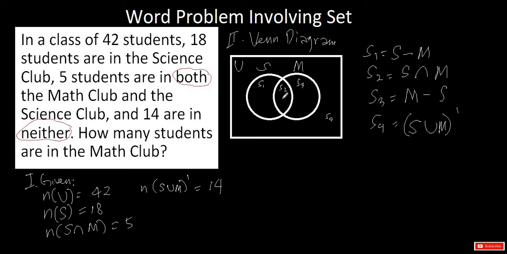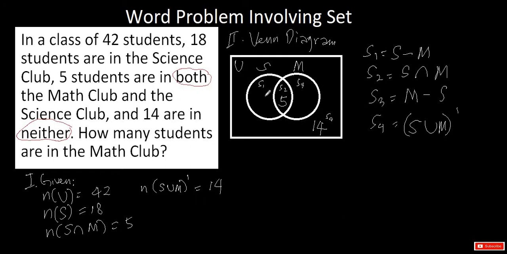And then we have the cardinality of S intersection M is 5. Now, since there is only one region for the cardinality of S intersection M, which is S sub 2, we can already start populating this region. This is 5, right? And the cardinality of the complement of the union of set S and set M is given. It is 14. There is only one region for S sub 4, so we can now start populating S sub 4 as 14.